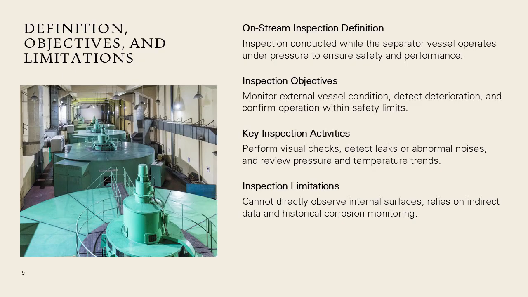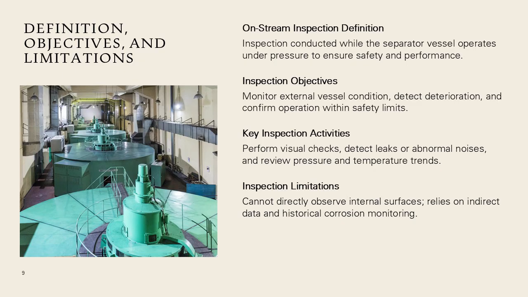Because internal access is not possible, on-stream inspections rely heavily on visual examination, indirect measurements, and operating data review. Typical on-stream inspection activities include external visual inspection of the shell, heads, nozzles, and supports, monitoring for leaks, vibration, or abnormal noise, and performing ultrasonic thickness measurements at accessible locations. Inspectors also review operating pressure and temperature trends to identify excursions that could accelerate damage or exceed design limits.